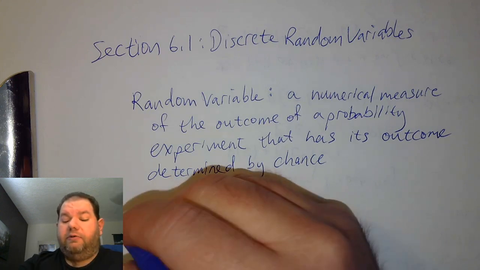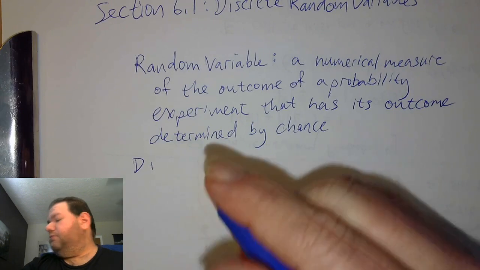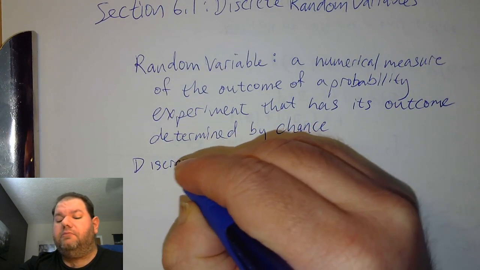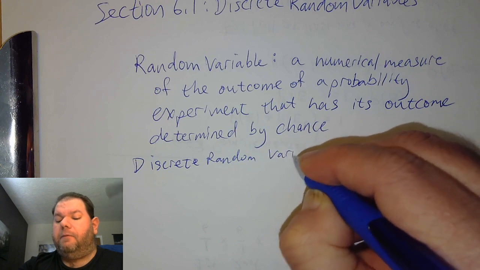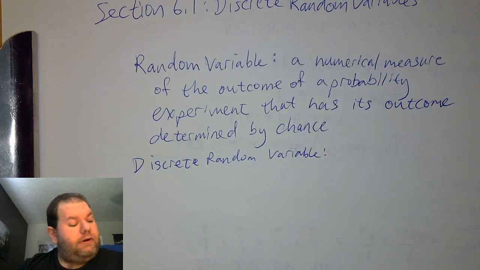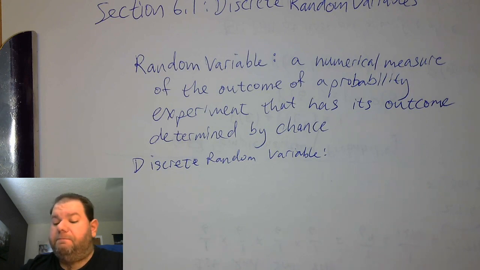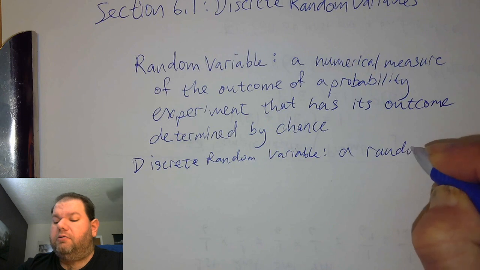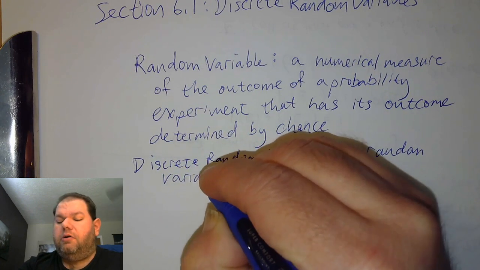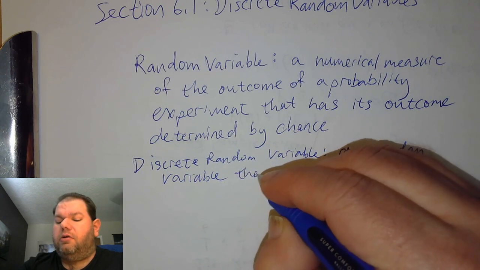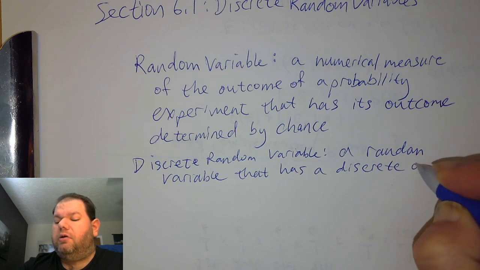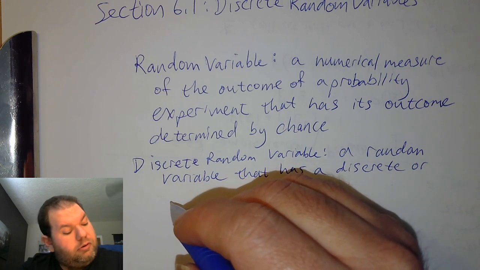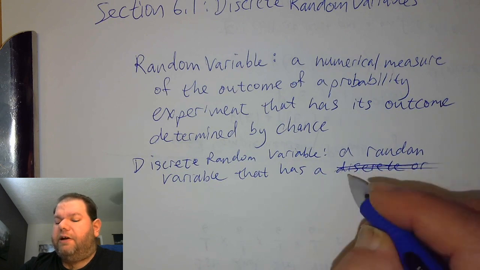So a discrete random variable is a random variable that has a finite or countable number of values. Sorry, I said finite, and then I wrote down discrete. My bad.